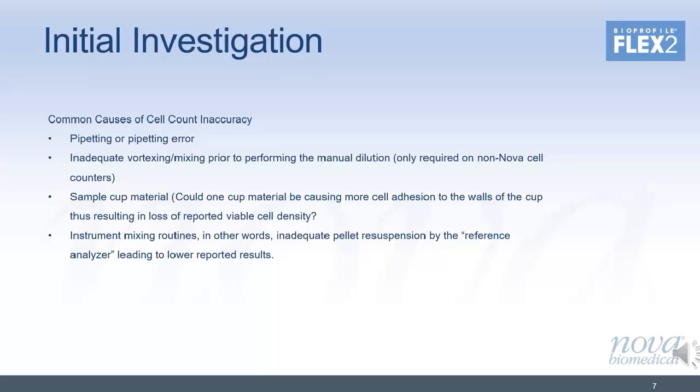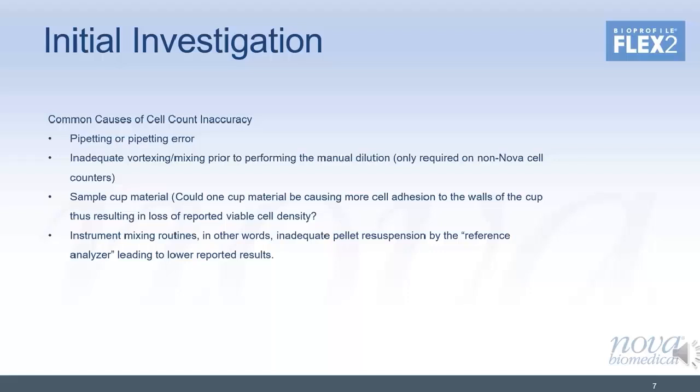We began manually diluting samples lower than 10 million cells per mil, and the same trends were observed in about half of the culture samples we tested. What was different about these two samples other than the cell density? We needed to investigate what could be going on at a cellular level that could lead to these results.